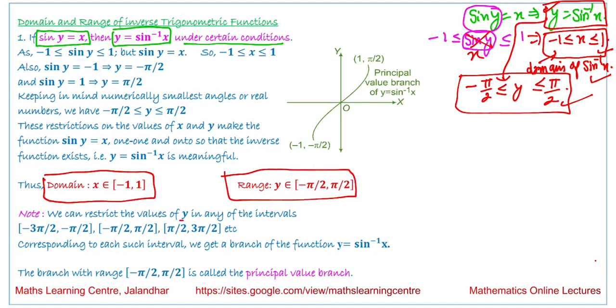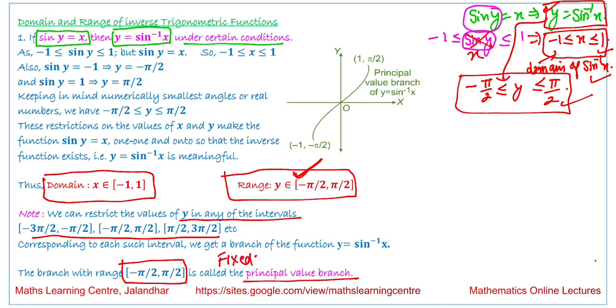We can restrict the values of y to any of these intervals, but these are not the principal branches. This is the principal value branch, minus pi by 2 to pi by 2. This thing is fixed, you cannot change it. This is the universally accepted definition, you cannot change it.